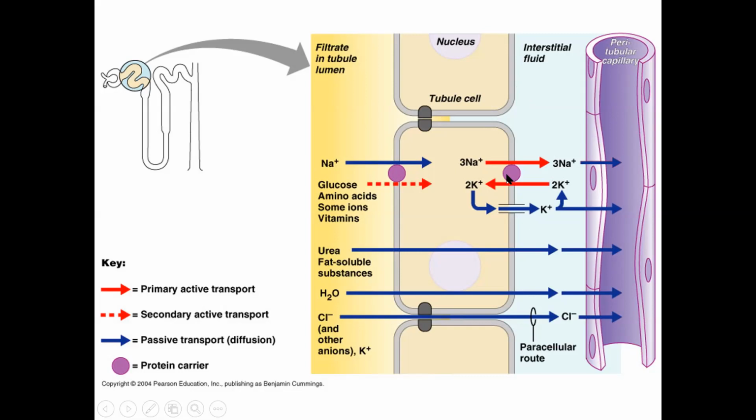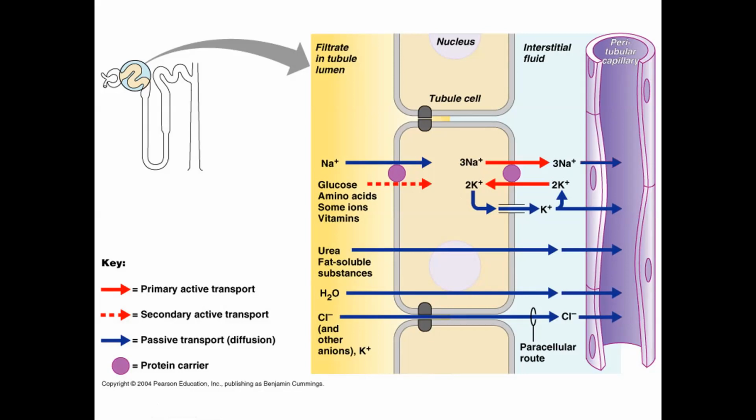If you look at the basal membrane over here, there are pumps, solid red arrows. This one is a sodium-potassium pump, pumping sodium out and pumping potassium in, against the concentration gradient, right? It's pumping sodium from low to high, and pumping potassium from low to high.